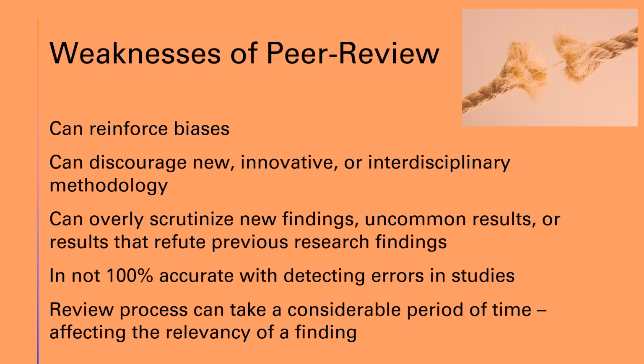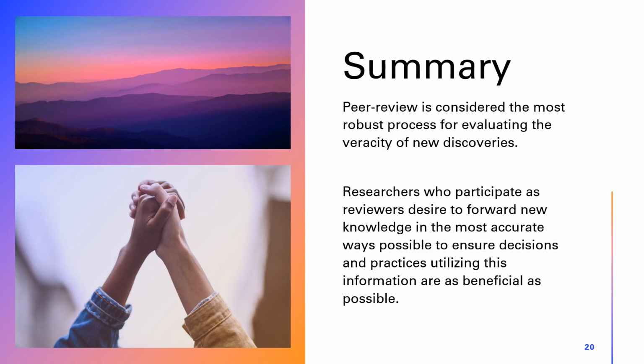And another aspect is that it can take a considerably long period of time, and this can affect the relevancy of the finding. So you may remember one of the examples we looked at where an author submitted an article manuscript in 2016 and it was not approved until 2018. Peer review is considered the most robust process we have for evaluating the veracity of new discoveries.